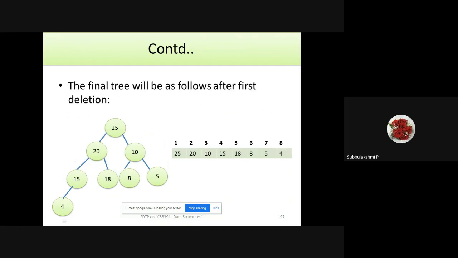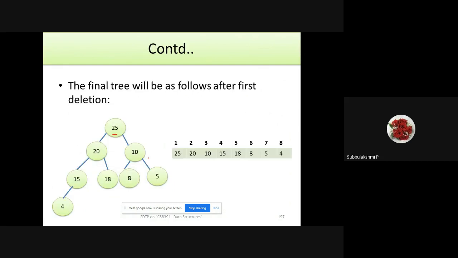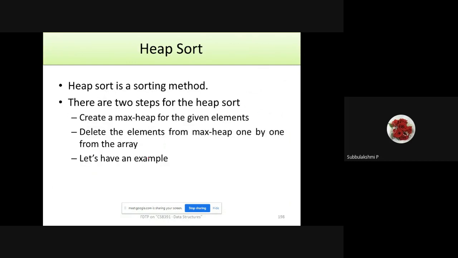The final tree will be as follows after the first deletion. So the first deletion is done with the root node. This is how the deletion happens. Again, I'm saying the first is the root node, and then you bring the last leaf node to the top. Then you check whether the heap property is maintained, max or min accordingly. If it is maintained, then no issue. If it's not maintained, then you have to check the children of it, left and right, and bring the highest value to the top, until you reach the actual property of it. Then you have to scan and swap it.